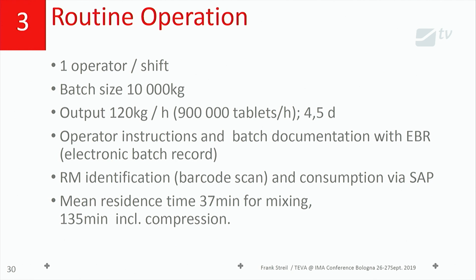Batch size I mentioned. Output is linked to the output of the tablet press, because this is the limiting factor. Otherwise, we could have an output with our system up to 400 kilograms, which we apply for another product. The operator instructions and documentation is done with electronic batch record. That's also nice, because it can be accessed from everywhere, also from the supervisor room.